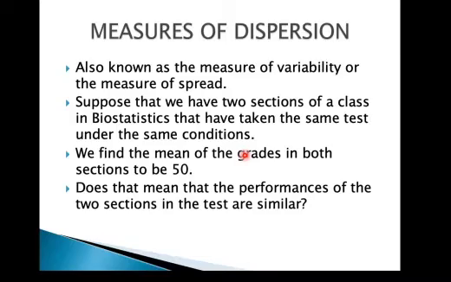Suppose we have two sections of a class in biostatistics that have taken the same test under the same conditions. And then we find the mean grades in both sections to be 50. So for example, in section A, the mean grade is 50. In section B, the mean grade is also 50. Does that mean 50 tells us that the performances of the two sections in the test are similar?